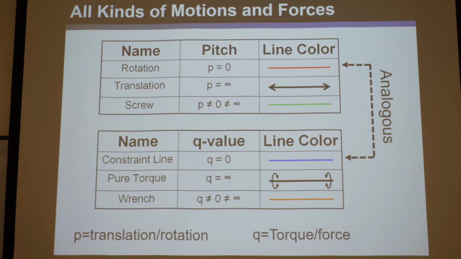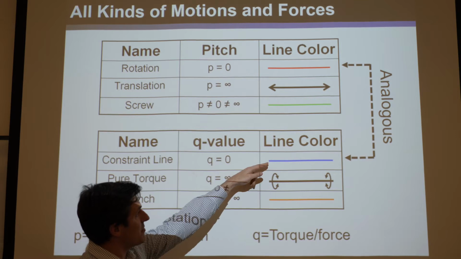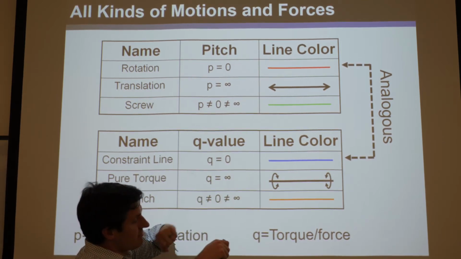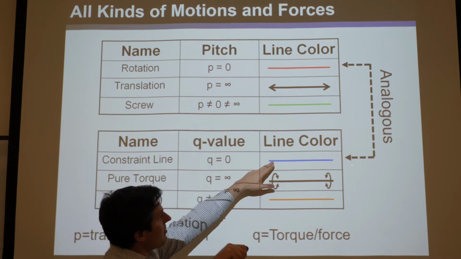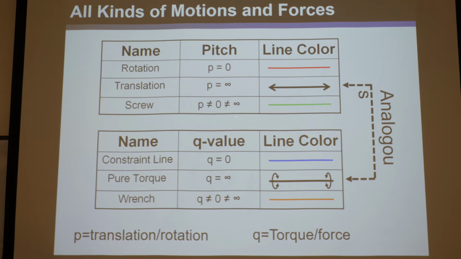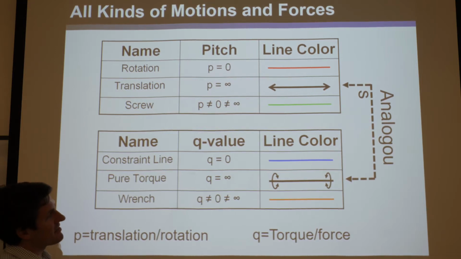Okay? Okay, so let's look back at our analogs here. Remember, rotations are twists with a pitch of 0, and they're analogous with constraint lines that have a Q value of 0, that's a pure force. So even though this is an angular thing, a rotation, and this is a linear thing, they're analogous. Okay? And in like manner, when the pitch is infinite, it's a translation. Here, when the Q is infinite, it's a pure torque, or a pure moment, right? These guys are analogous, okay?